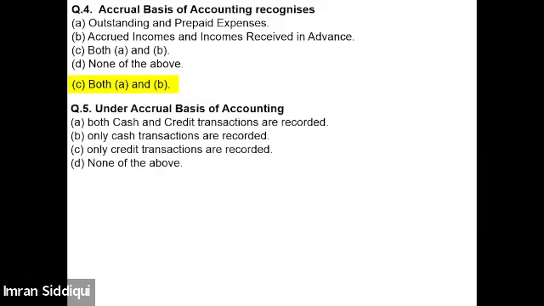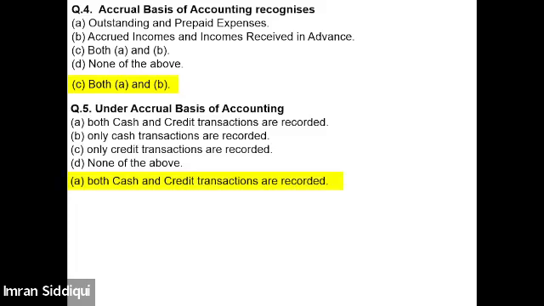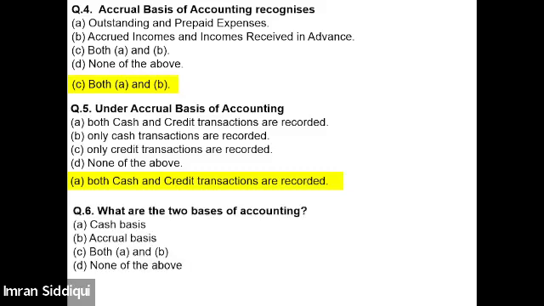Last, under accrual basis of accounting, let me tell you this: both cash and credit transactions are recorded, only cash transactions are recorded, or only credit transactions are recorded. Which kind of transactions are recorded in the accrual basis of accounting? Both cash and credit transactions. Yes, both cash and credit transactions are recorded. One last question: what are the two bases of accounting? This is very obvious: cash and accrual basis accounting.